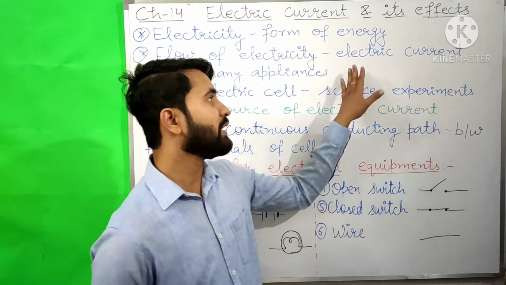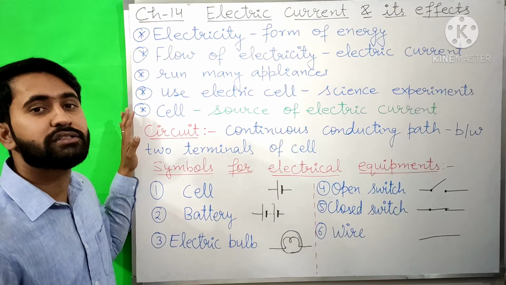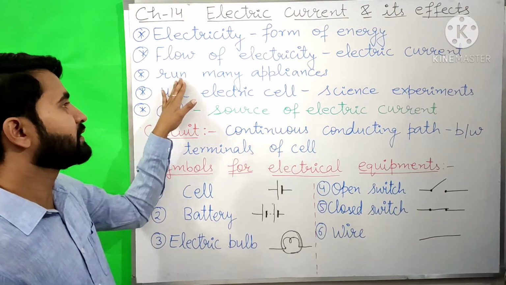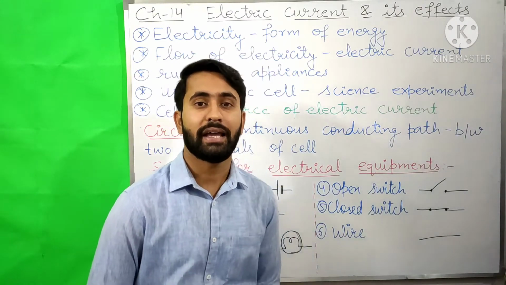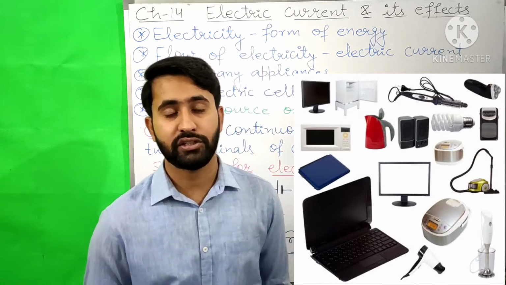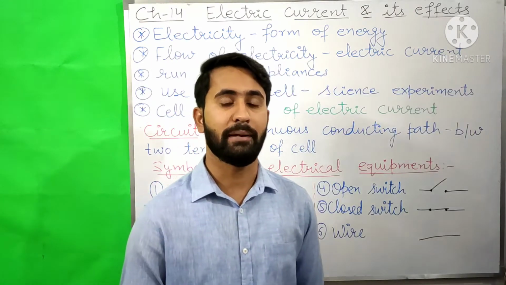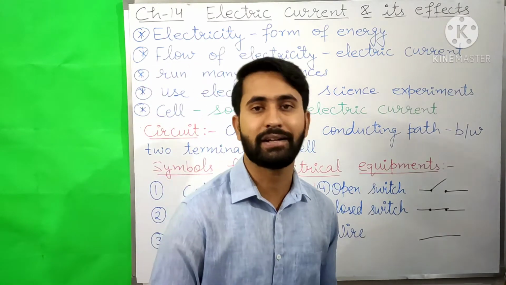is known as electric current. Electricity or electric current is useful because it can run many appliances or machines like the tube light, the CFLs, radio, televisions, mobiles, computer, laptop. These appliances all work on electricity.